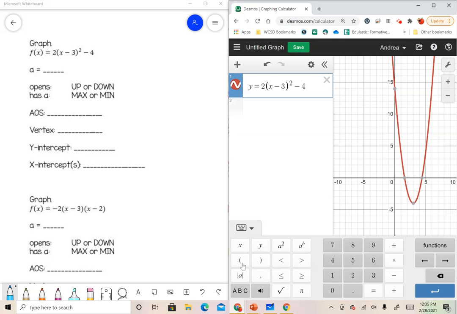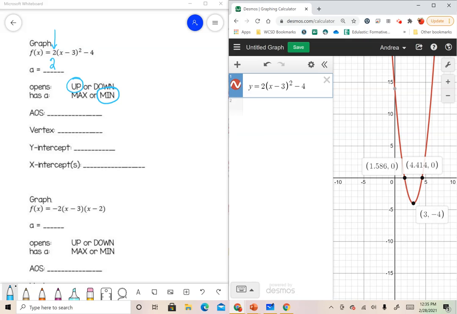So A, Desmos doesn't give us an A, so remember A is either that first term or what's right in front of that parenthesis. So my A is 2. If A is positive, that means I know I'm going to open up. When you open up, you're always going to have a minimum. Okay, these next I'm going to go straight to Desmos. So I'm going to go to my vertex first.